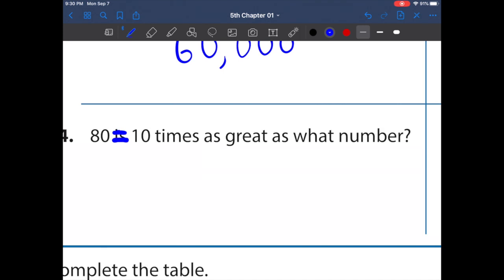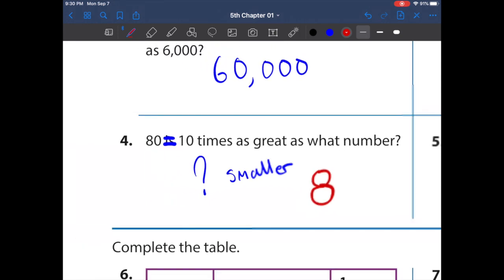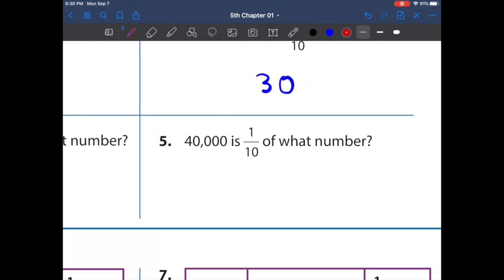So 80 is bigger, which means whatever number we are thinking about is going to be smaller than 80. So 80 is 10 times bigger than what number? Well, that answer would be 8. All right, let's try another question.